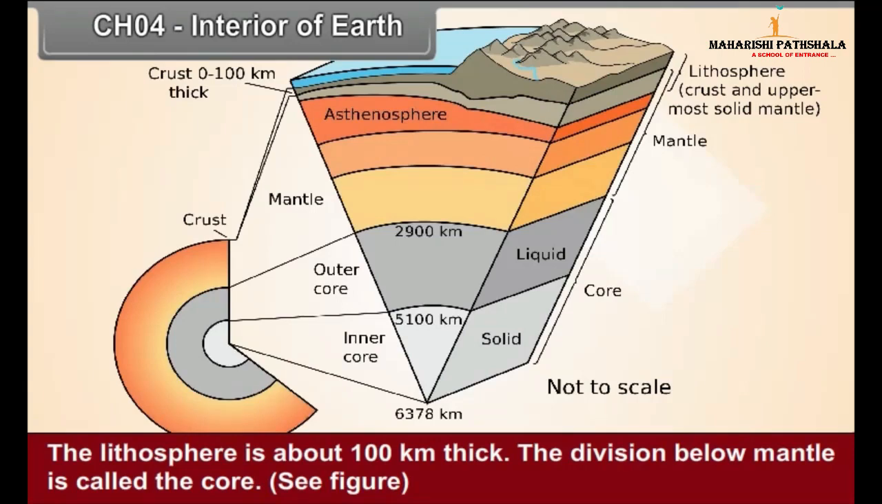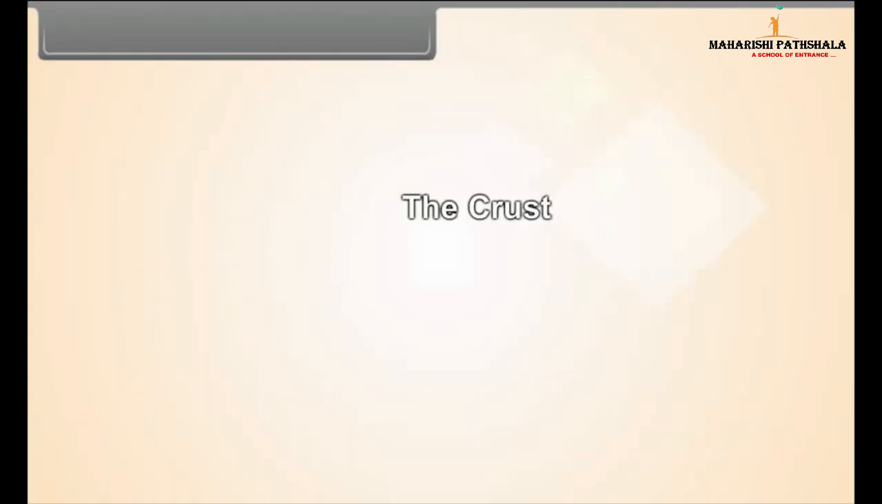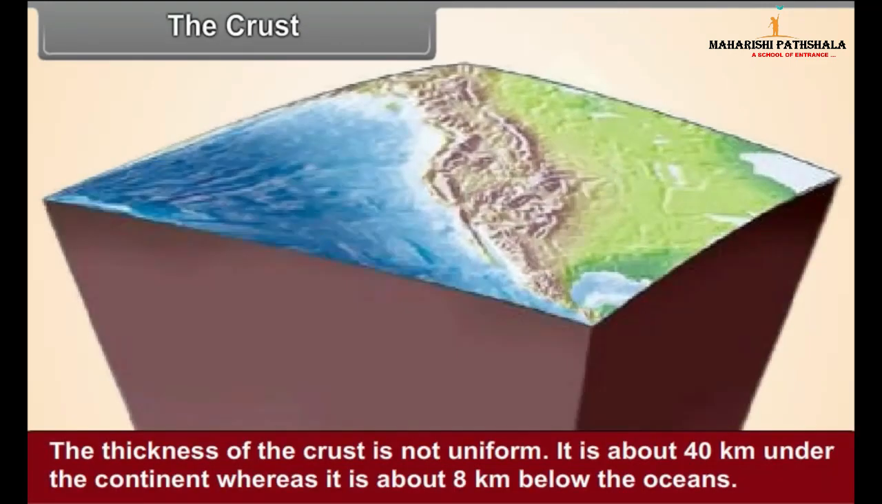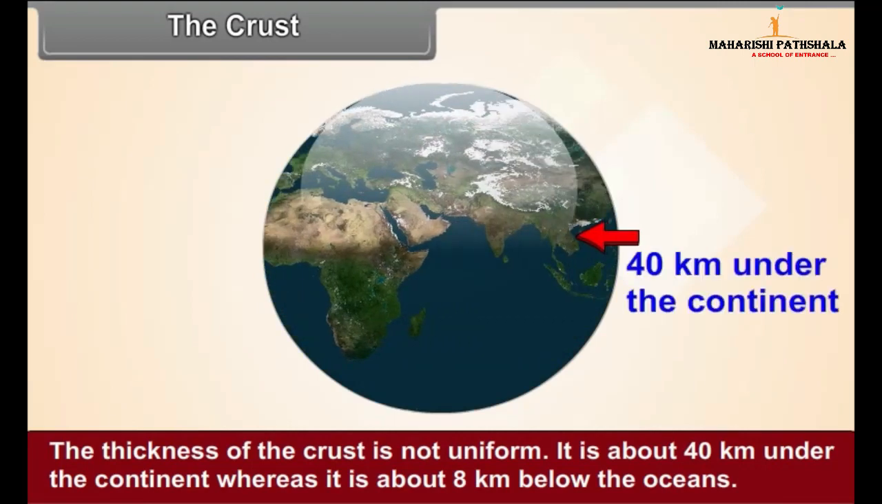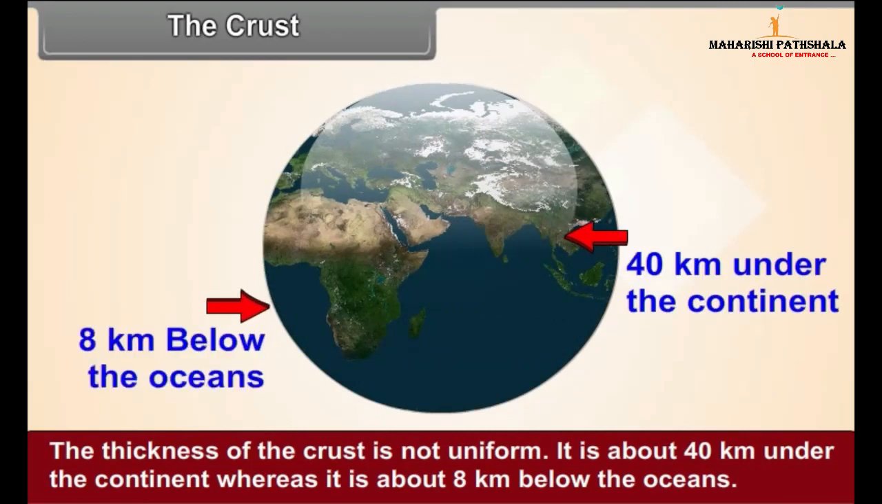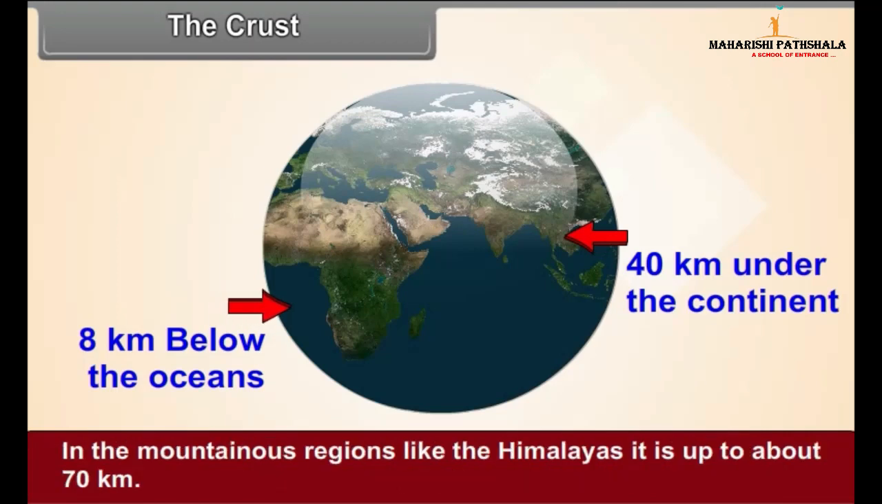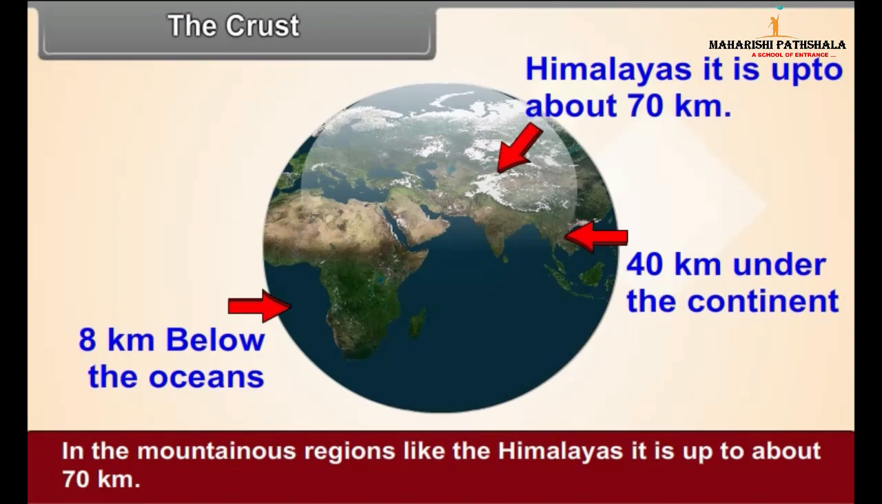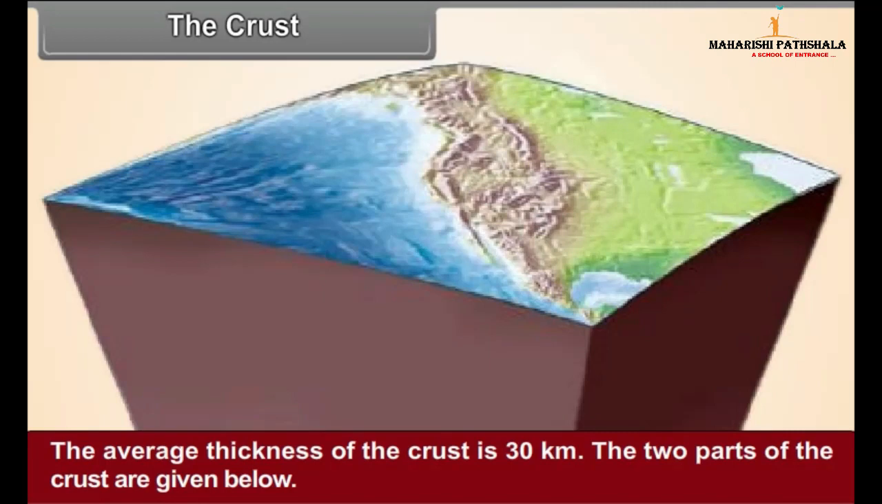See Figure 4.1. The crust. The thickness of the crust is not uniform. It is about 40 kilometers under the continent, whereas it is about 8 kilometers below the oceans. In the mountainous regions like the Himalayas, it is up to about 70 kilometers. The average thickness of the crust is 30 kilometers. The two parts of the crust are given below.